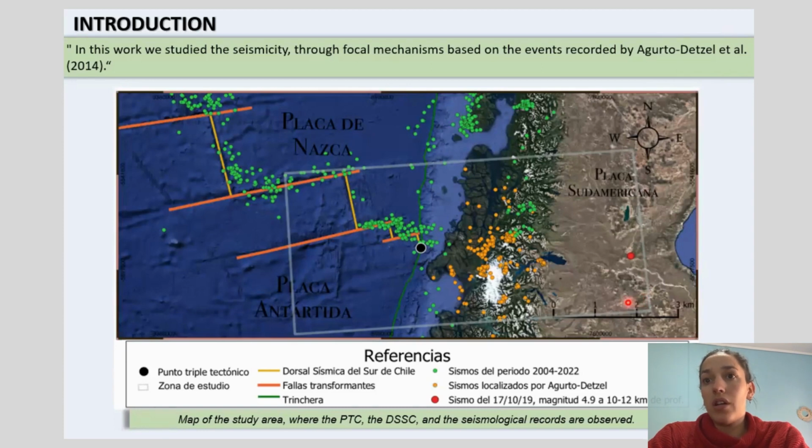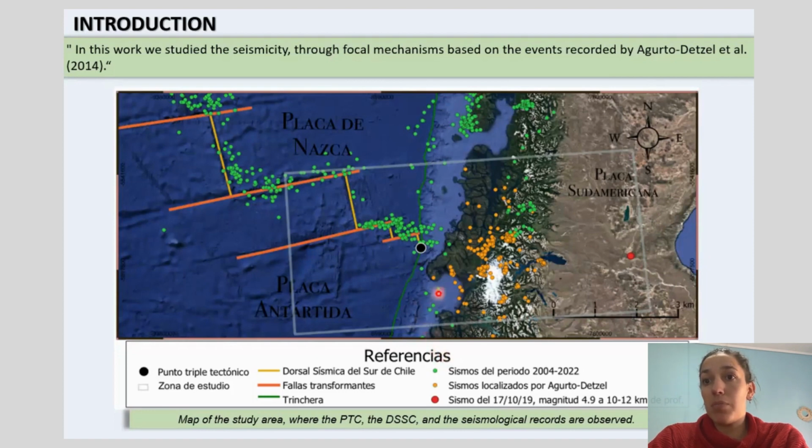We were in the area of Patagonia, here, east of the PTC, which includes a sector of arc, forearc, and foreland zone, where seismicity is low. This happens because of the characteristics of the predominant geotectonic context.